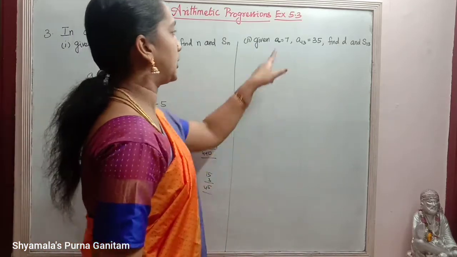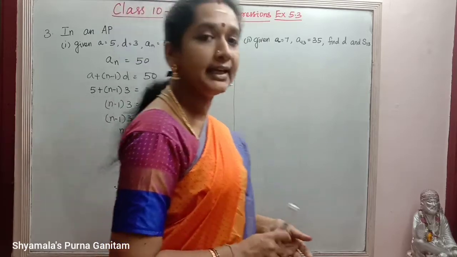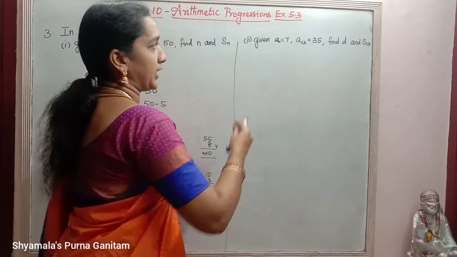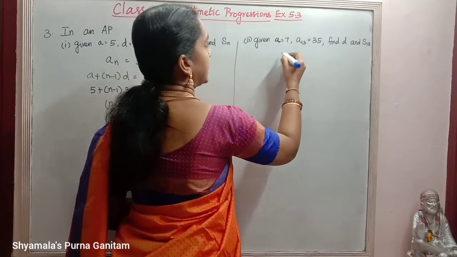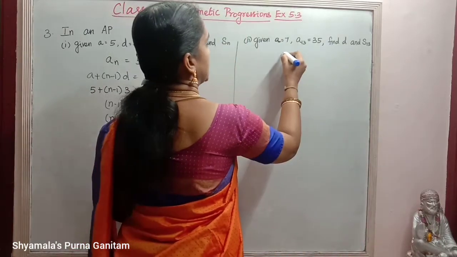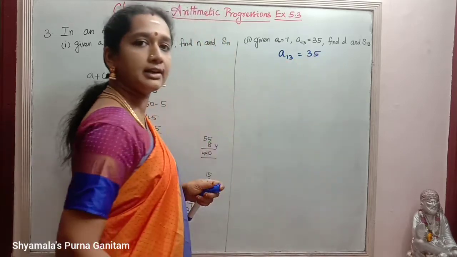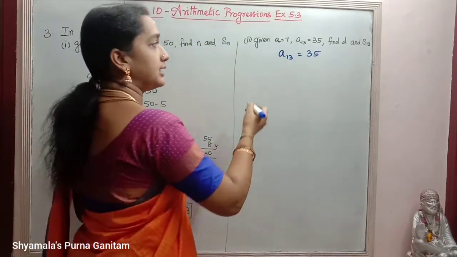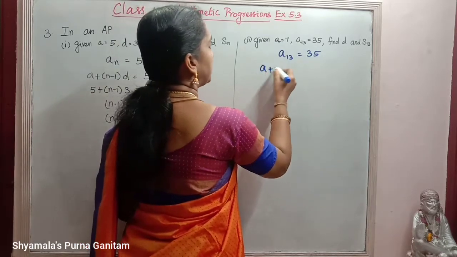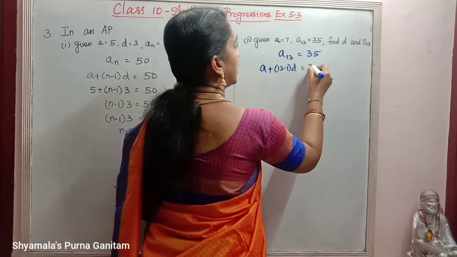Then second sum. Given A is equal to 7, A13 is 35. We are asked to find D and S13. So D we need to find. So for this A13 is given. So A13 is given as 35. So here A13 is equal to 35. So the formula for AN is A plus N minus 1 into D. So here A plus N is 13, 13 minus 1 into D is equal to 35.